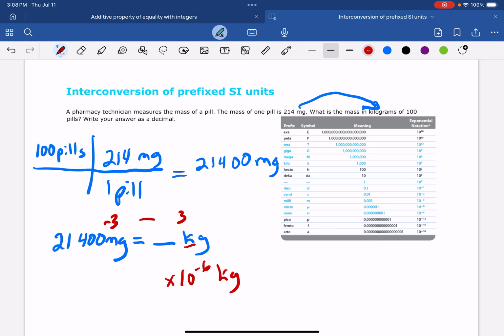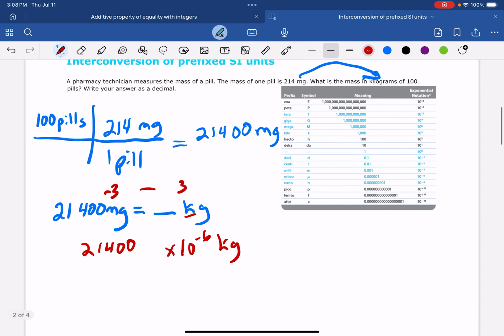And then all we have to do is put our number in front of it, 21,400. Now this right here is a perfectly legitimate answer, except for a couple things. One, if we were to leave it with exponents, we'd want to shuffle the decimal place all the way over so there's only one number to the left of the decimal. But they don't even want that. They want it so there is no exponent whatsoever. So we've got to get rid of this 10 to the negative 6.